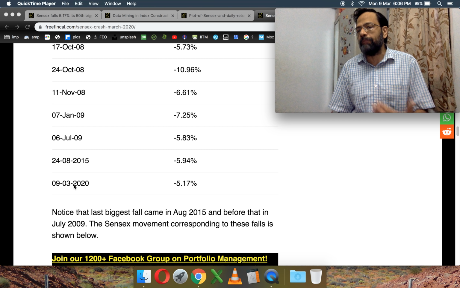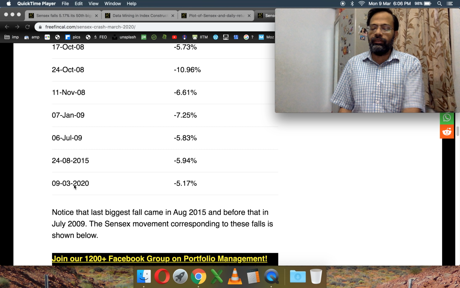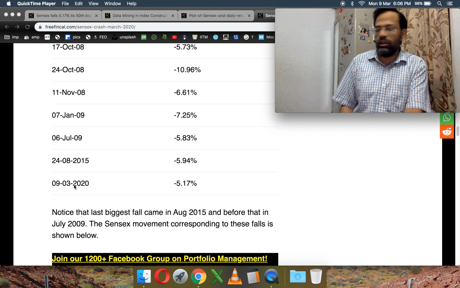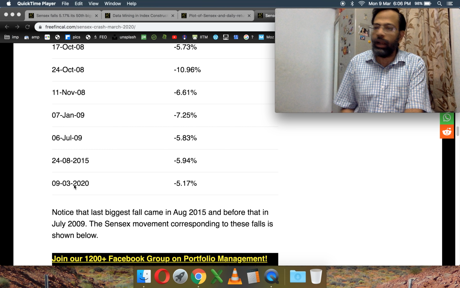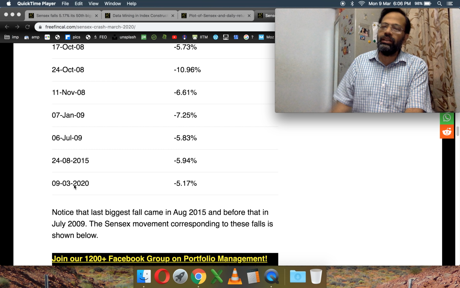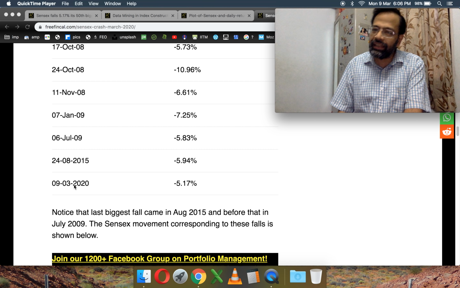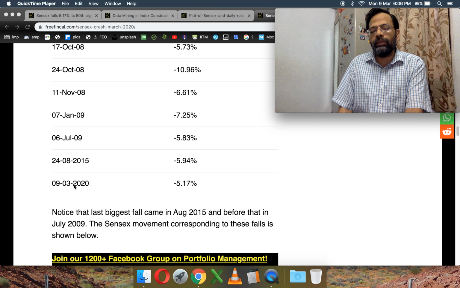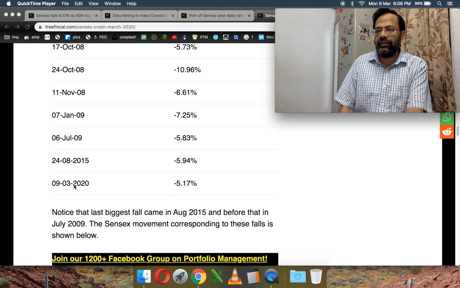So we are going to expect a sideways market. I would expect a sideways market for at least one year, 1.5 years, something like that, maybe more. I don't know. Just don't worry about all this. Keep pushing money. Dump your money during the sideways market. That's when you will see the gains. You have to stay calm and invest.